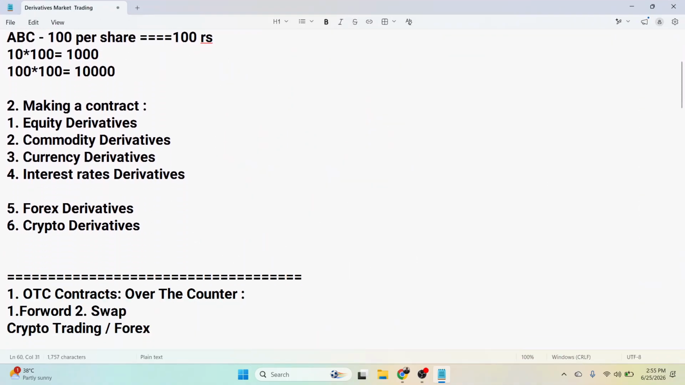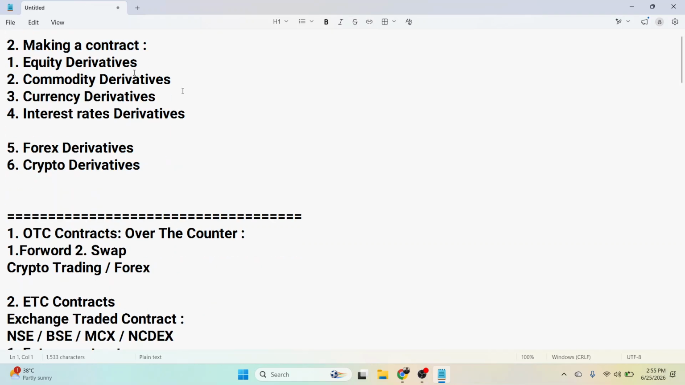So as I have told you, a derivative contract can be made on different kinds of underlying assets. It can be an equity derivative, a commodity derivative, a currency derivative, an interest rate derivative, or it can be a forex derivative and crypto derivative as well.